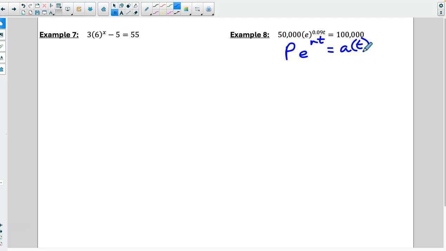Regardless, so here we go. This is the story that problem was telling us. It is telling us that we use the PERT formula. What does that formula get used for? It can be used for population stuff, or it can be used for money. This would be the money version. Continuously compounded interest. This is 50,000. This is 100,000. We've doubled our initial investment. That's what it's saying. So the question becomes, how long did it take us to double our investment?